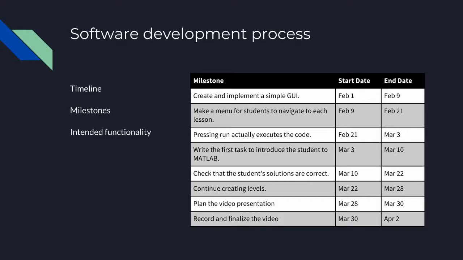Our second step was to make a menu so that it would be easier to access each level. Now, once you had opened a level using this menu, we wanted to make sure that when you wrote your code and you pressed the run button, it would actually execute your code and show the output in the console. For creating each task, we needed to make sure that they were easy to understand and learn the material, while still ensuring that they were enjoyable to complete.